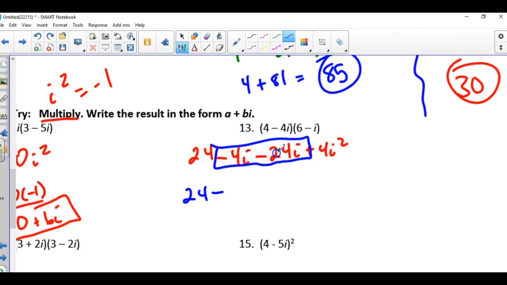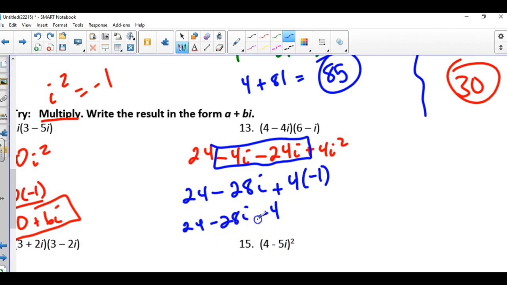So negative 4i minus 24i is going to give me, they're both negative, so I add them, negative 28i. And then remember, 4i squared, well, i squared is negative 1. So that's going to be plus 4 times negative 1, okay? Now, let's go ahead and simplify it. You have 24 minus 28i, and again, a positive times a negative is negative 4.